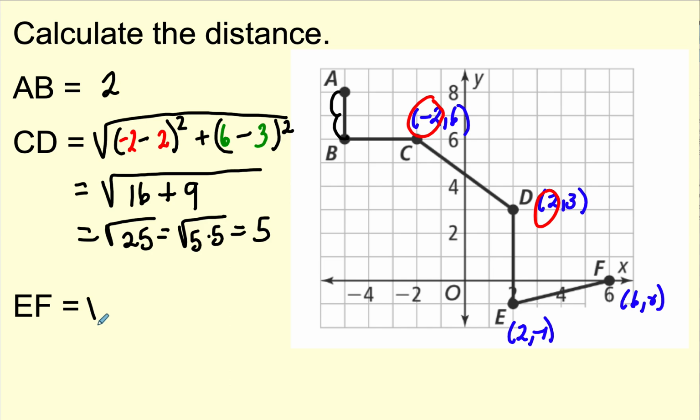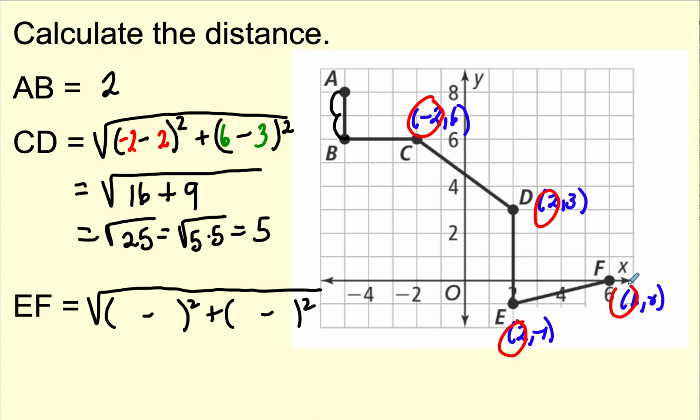EF, I'm going to have to use the distance formula. Again, remember I'm going to subtract the two x's and square them. And then I'm going to subtract the two y's and then square them. I'm going to look over here at my x's, and here's an x and here's an x. So this is going to be 2 take away 6. And then I'm going to take a look at the y's, -1 take away 6.